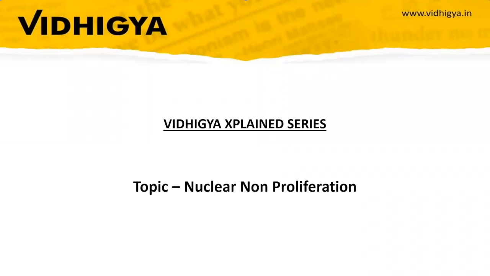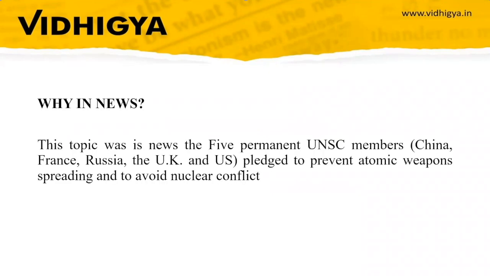Today's topic of discussion is the Nuclear Non-Proliferation Treaty. So why was this topic in the news? This topic was in the news because the 5 permanent UNSC members, which are China, France, Russia, the United Kingdom and the USA, pledged to prevent atomic weapons from spreading and to avoid nuclear conflict.